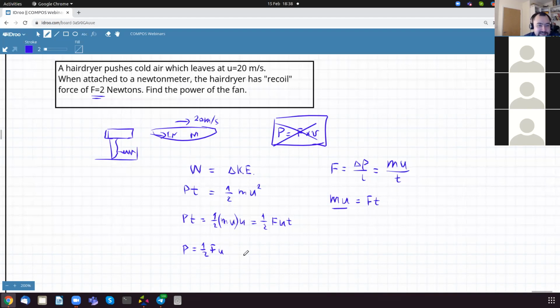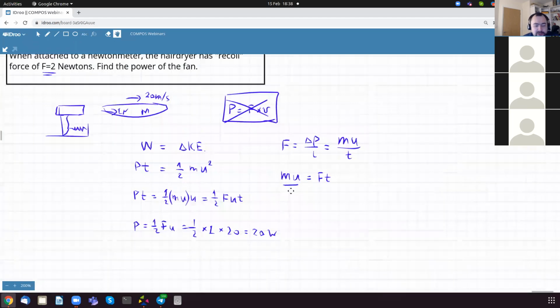And of course, it's 1/2 times 2 times 20, which is 20 watts. Typically, a hairdryer is 2000 watts. Well, because it spends most of its energy heating up the air. And it's a different story.